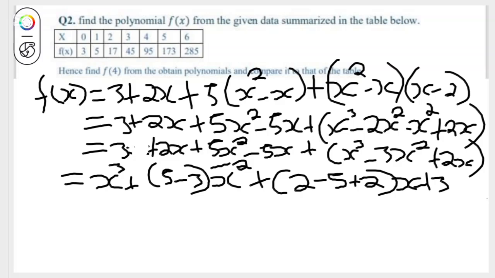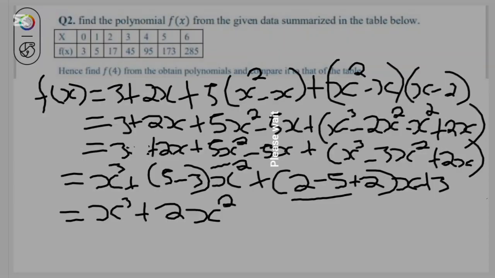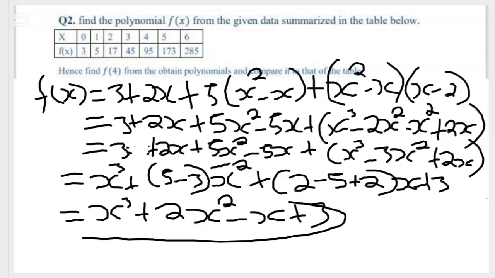So the next thing that I'm going to do here is that I have x cubed. So I will say this x cubed plus what? For x squared, 5 minus 3 is the same thing as 2. So I will say 2x squared. And also I will say 2 minus 5, it is the same thing as minus 3. Minus 3 plus 2, it is the same thing as negative 1, which is negative x. If you multiply negative 1 by x, so then I have to say plus this 3.